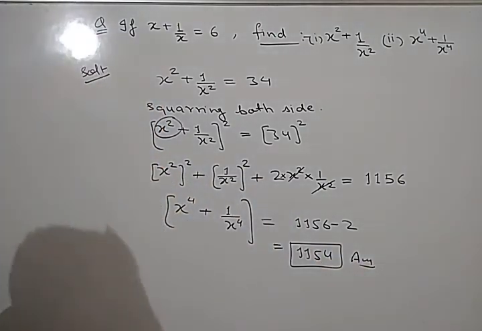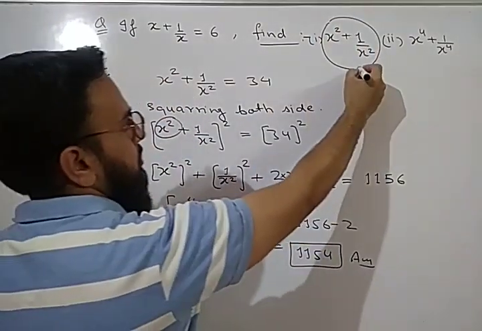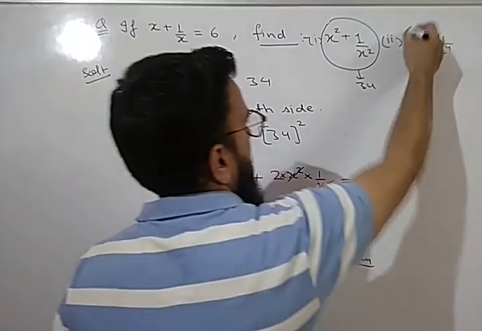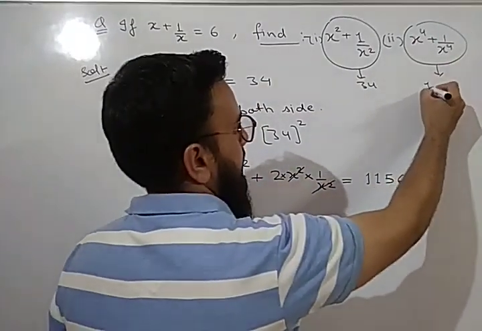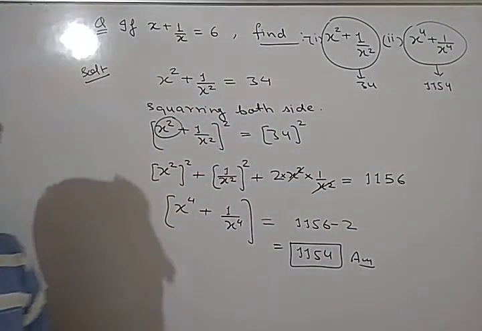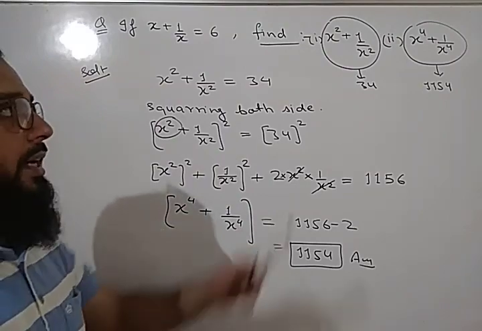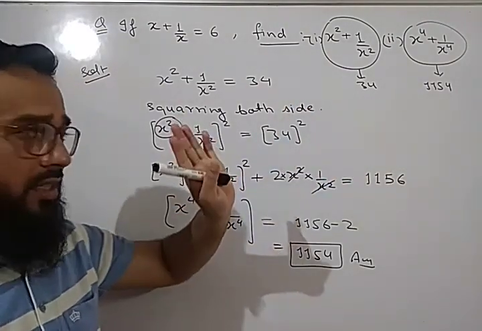So we got the values of both the terms. We got the value of x square plus 1 upon x square, which is equal to 34, and the value of x to the power 4 plus 1 upon x to the power 4, it is 1154. Okay. So in this way you can find the value of any term whichever is asked. You should know the concept, what you have to do.